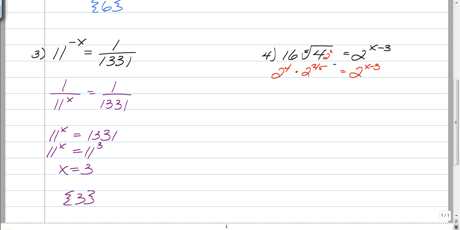So now we have 2 to the 4th times 2 to the 2/5, which is equal to 2 to the x minus 3. We got the same bases, so we're good to go, except we got to simplify the left first to have 1 base of 2. But we know when you're multiplying, all you need to do is add the exponents together. So 4 plus 2/5 is going to give you 2 to the 22/5 is equal to 2 to the x minus 3. So all you're going to need to do here is set the exponents equal to each other. 22/5 is equal to x minus 3. Add 3 to both sides, and you're just going to finish with 37/5. And you are good to go.